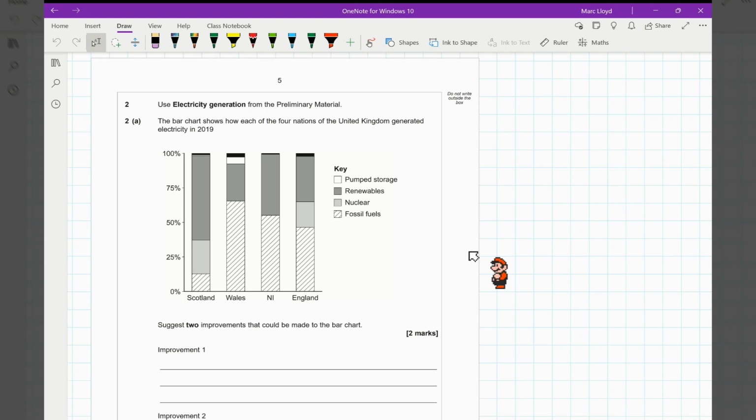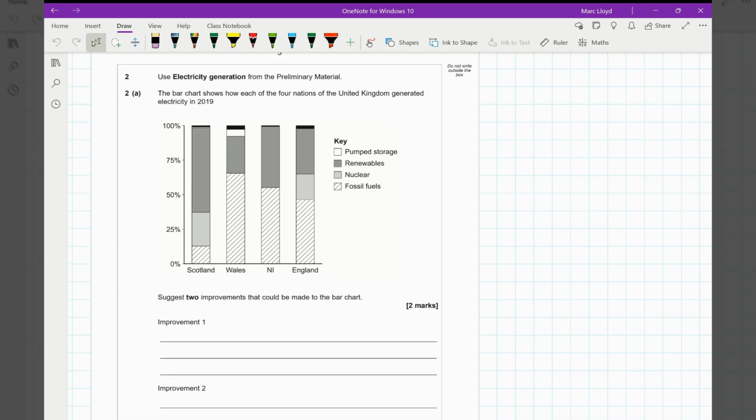We've got 5 parts to this question. You need to use the preliminary material. I'm going to try and not do too much formal writing for this first part. So use the electricity generation from the preliminary material. The bar chart shows how each of the 4 nations of the United Kingdom generated electricity in 2019.